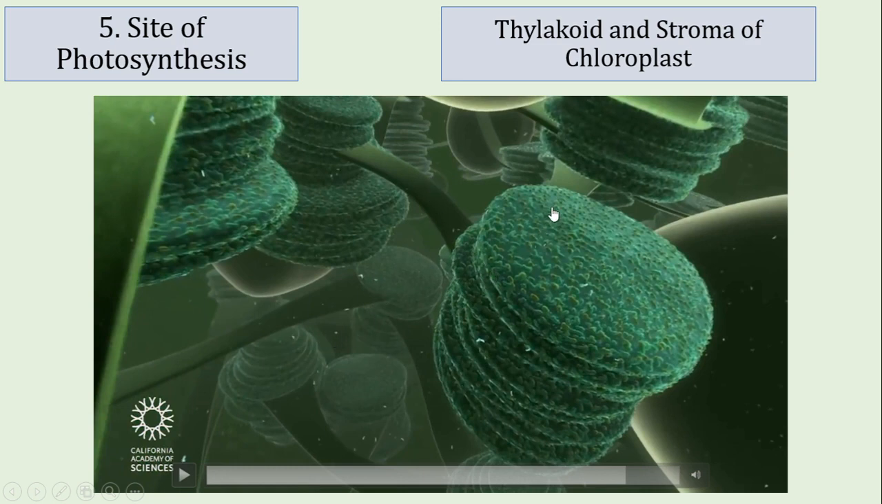The photosynthesis takes place in the thylakoid membrane and also in the stroma. Some chemical reactions of photosynthesis are performed in thylakoid, while the rest of the chemical reactions are performed in the liquid part, stroma.